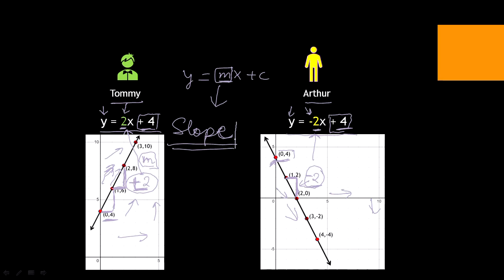So that is the idea of slope, which is represented by the letter m in this general form, and that is really all that you need to know about slope.